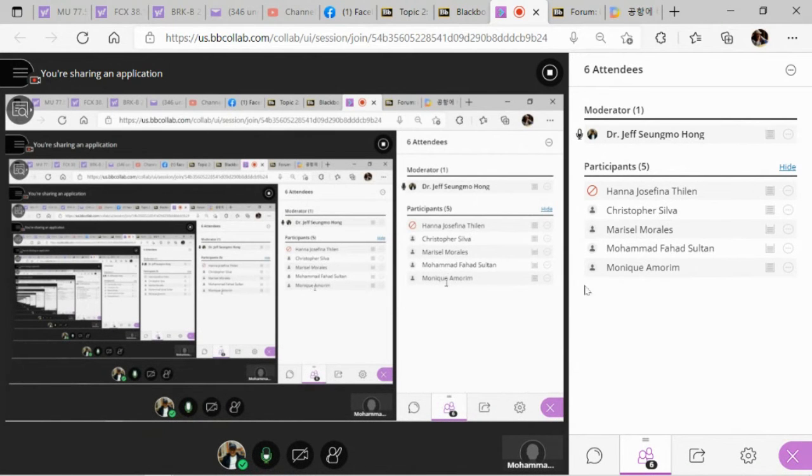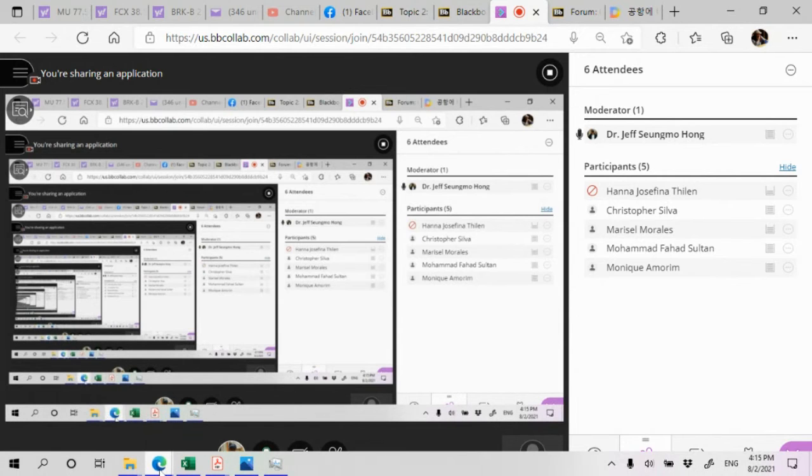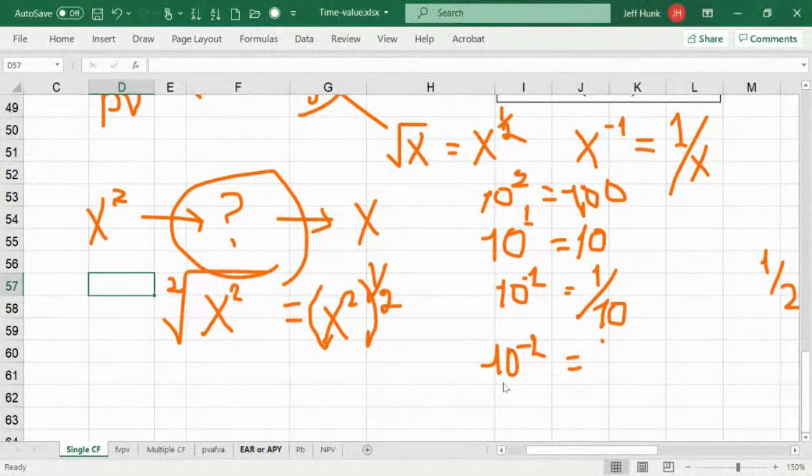Okay, Monique, you raised your hand a while ago. Can you answer this? What's 10 to the -2? Oh, you have the second homework coming up, and you can't even do this. Isn't it 20%? Yes, 0.2. 20% is 0.2 times 10. That's 20%.